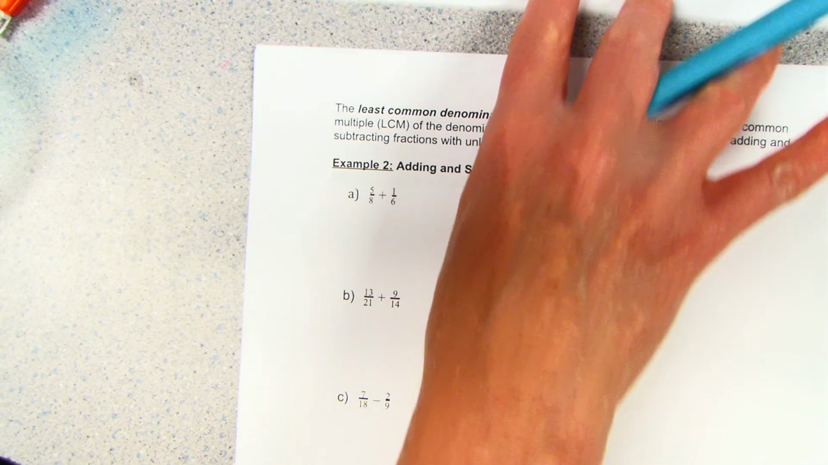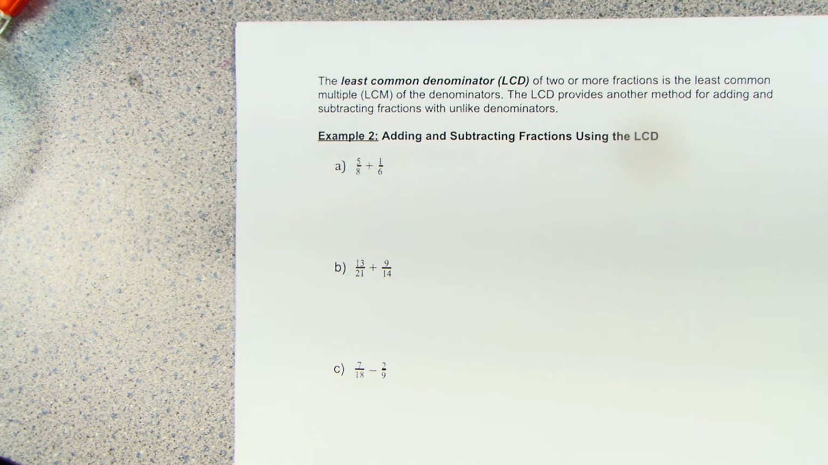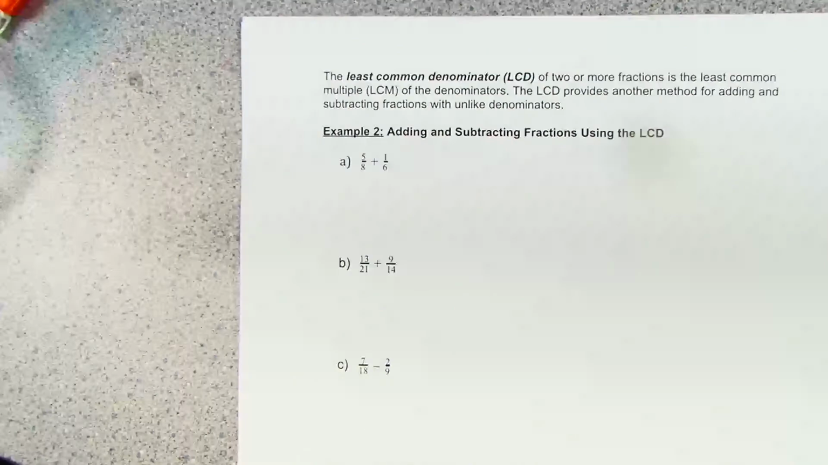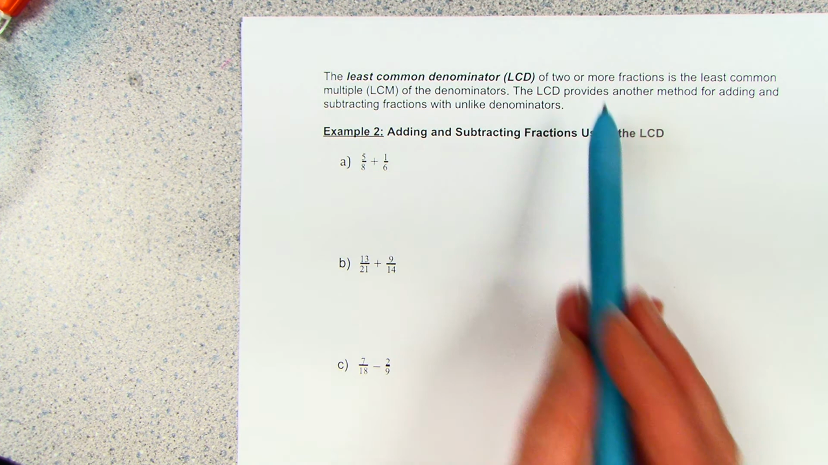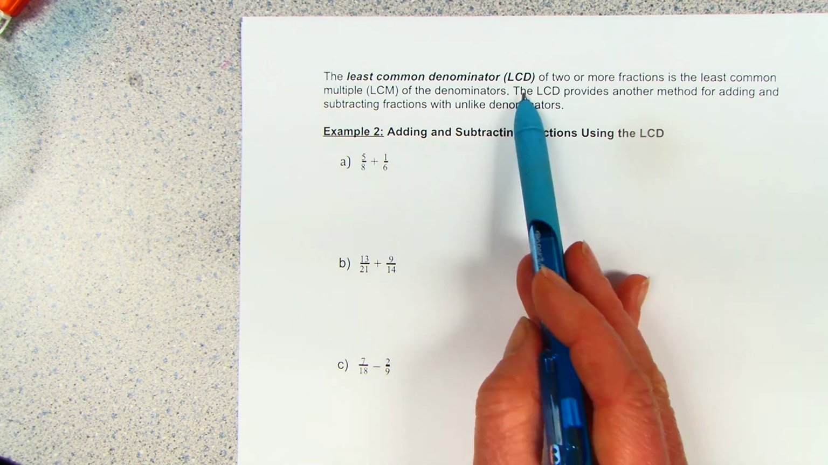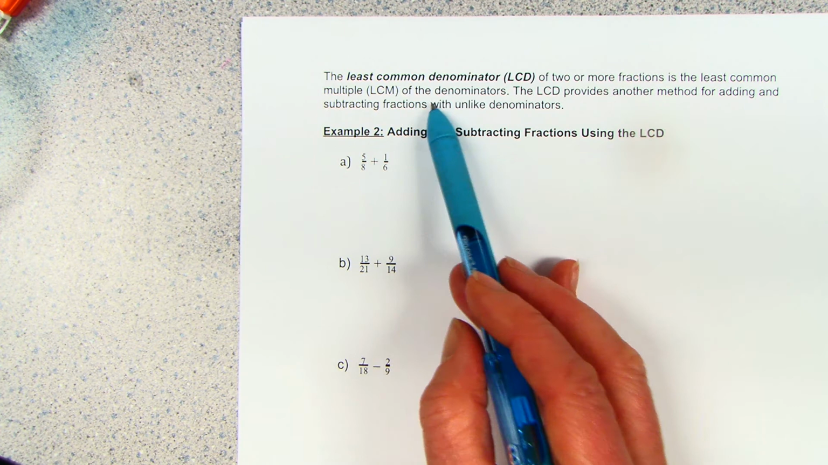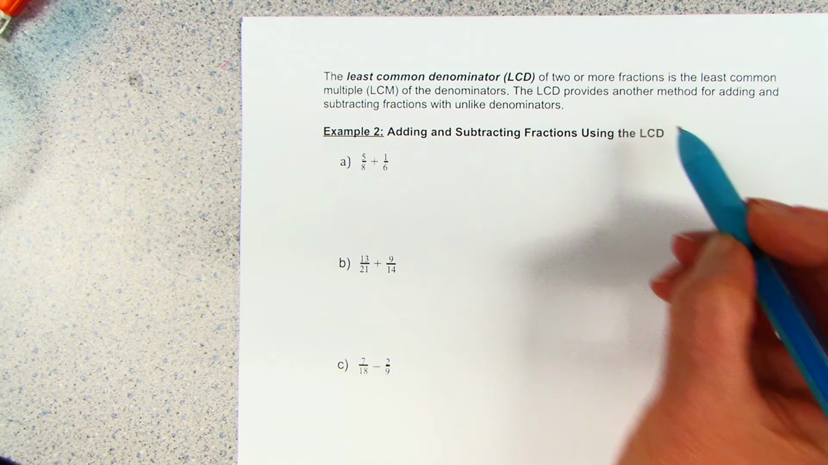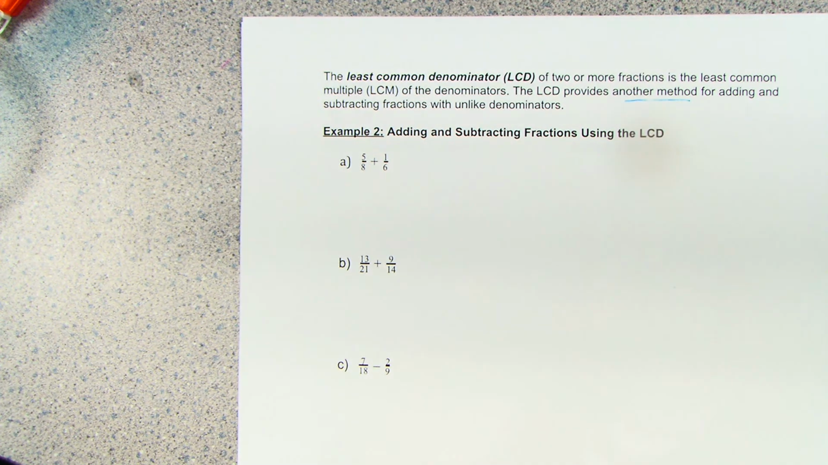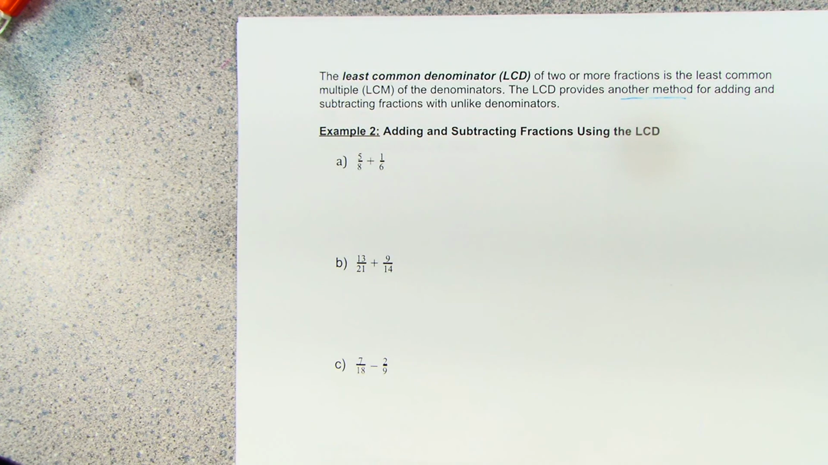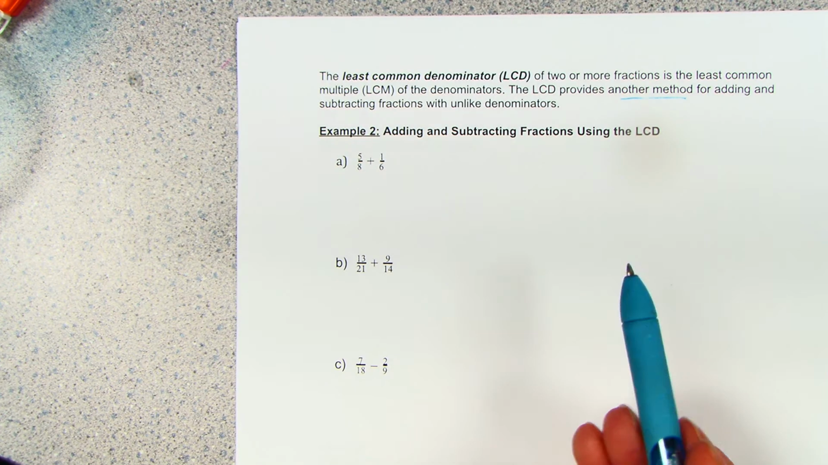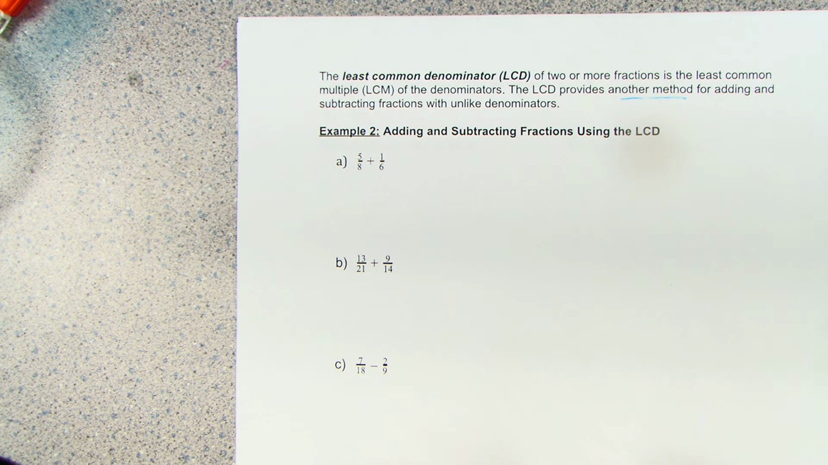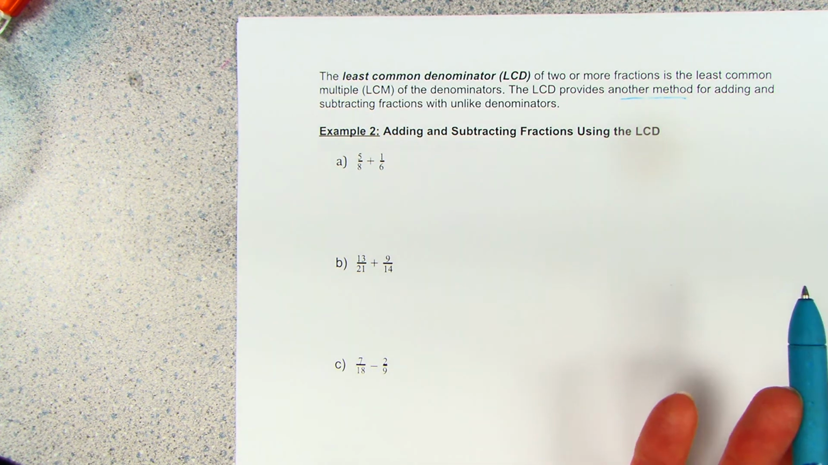All right. Second strategy would be to find the LCD, the least common denominator of 2 or more fractions. The LCD is the least common multiple of the 2 denominators. The LCD provides another method for adding and subtracting fractions with unlike denominators. You don't have to use the LCD. You can use the common denominator by multiplying the 2 together. In some ways, that's easier because it always works the same way.